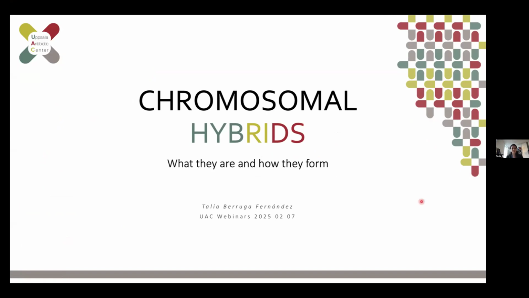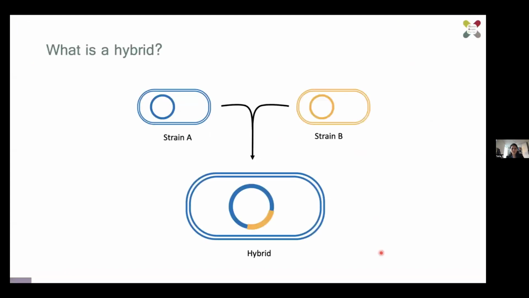I am a PhD student in Darmy Hughes' lab, and we study chromosomal hybrids. So what I'm going to be talking about today is what they are and how they are formed. A chromosomal hybrid is a strain that has foreign DNA in its chromosome. This means it has a part of the chromosome that is coming from a different strain. This extra DNA has to be integrated into the chromosome. Otherwise, it is not a chromosomal hybrid.